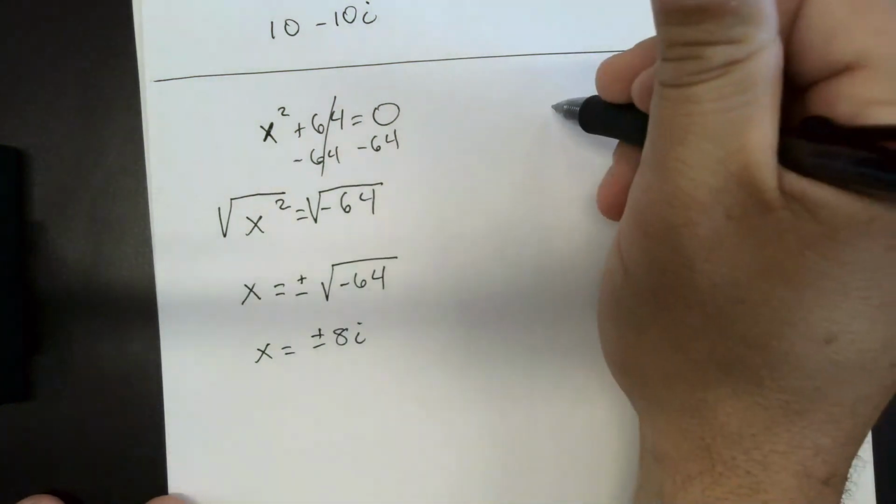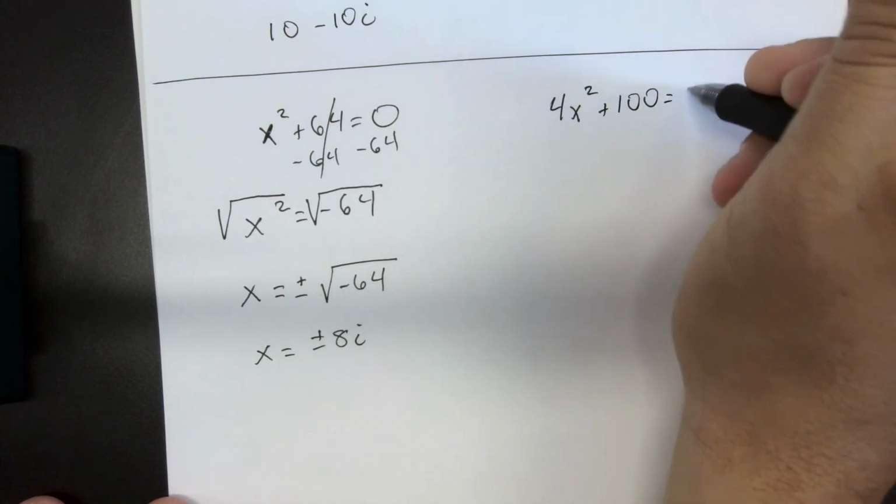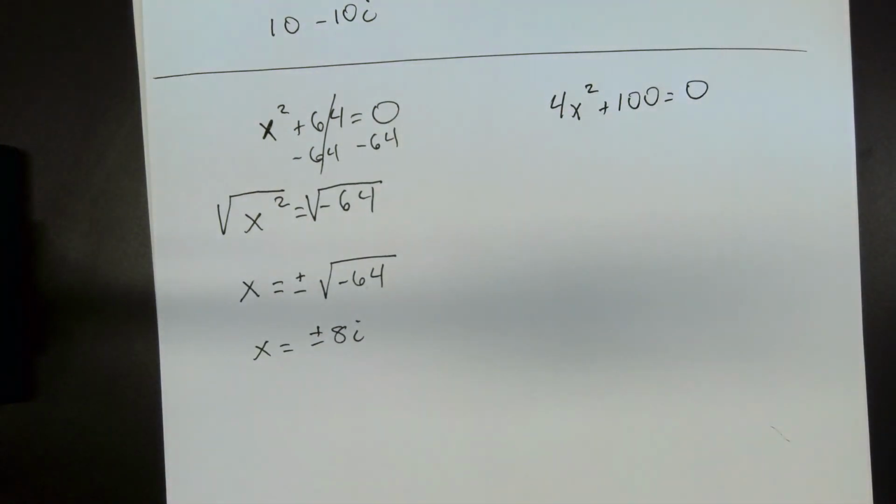Okay, what about if we had this? 4x squared plus 100 equals 0. Are you off, Alex? Cool. Okay, I'm going to get on. I'm going to see what kind of problems they have. Hey, go through and solve that one while I pull open Alex real quick.